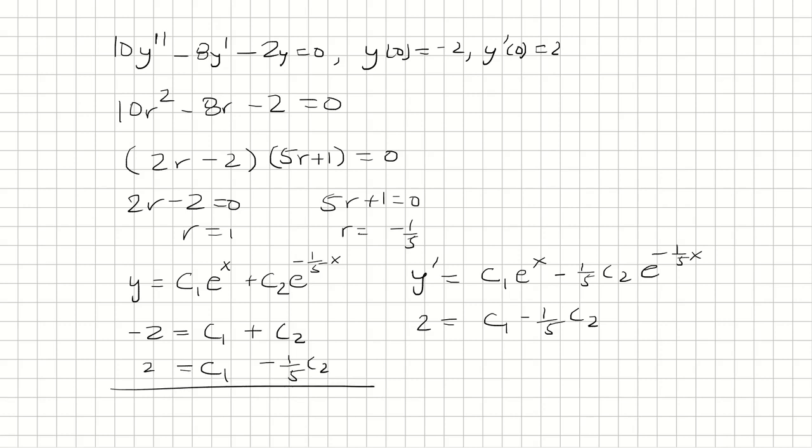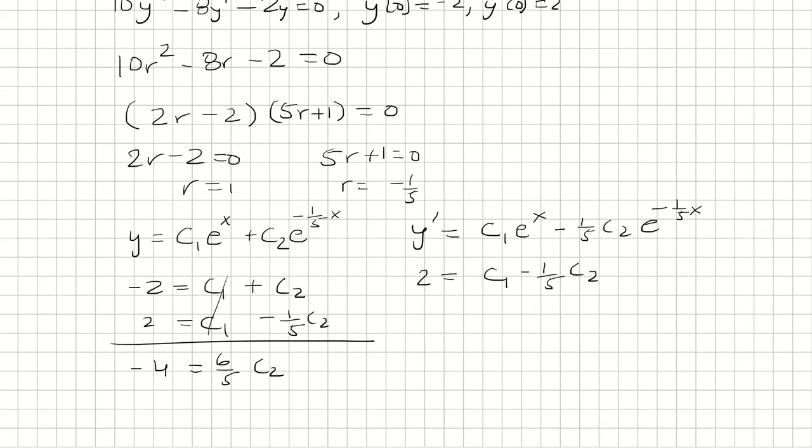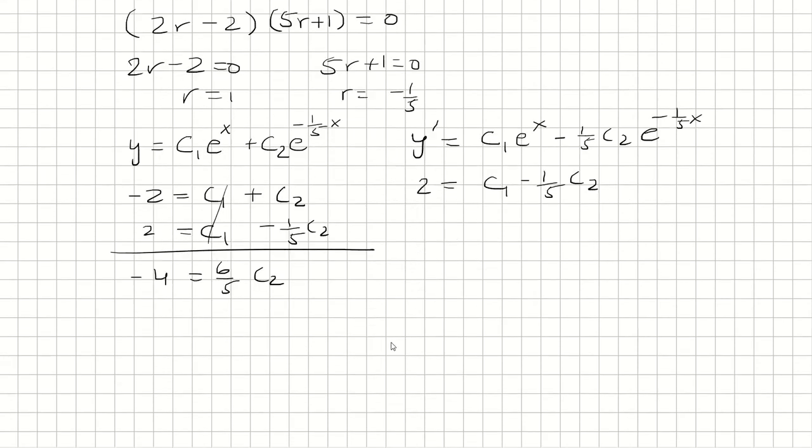I'm going to subtract these two. So we have negative 2 minus 2 is negative 4. C1's cancel. C2 minus 1/5 C2 is 6/5 C2. And then we'll multiply both sides by 5/6. So that's going to be negative 20 over 6, which is negative 10 over 3. That's going to be C2.